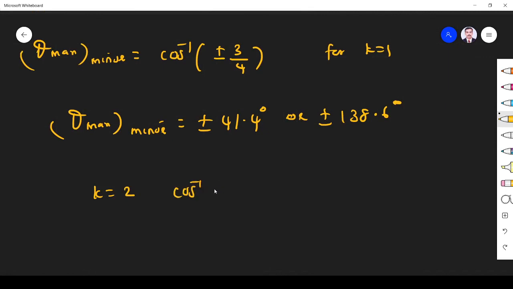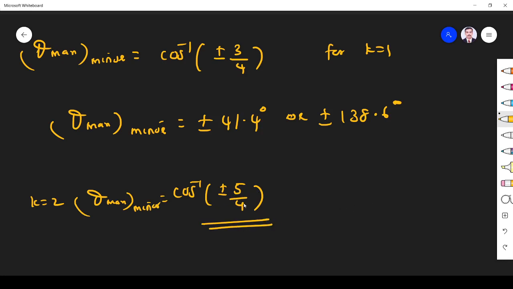Similarly, for k is equal to 2, what happens? Cos inverse of plus or minus 5 by 4. For k equal to 2, theta max minor, that is the direction of minor lobe, is given by cos inverse of plus or minus 5 by 4. But for this we cannot find an answer because the maximum value of cos is 1. So we can find up to cos inverse of 1. Here 5 by 4 is greater than 1, so we cannot find the cos inverse of 5 by 4 because cos is always less than or equal to 1. So we can stop here itself.